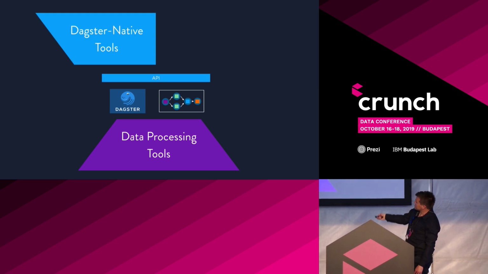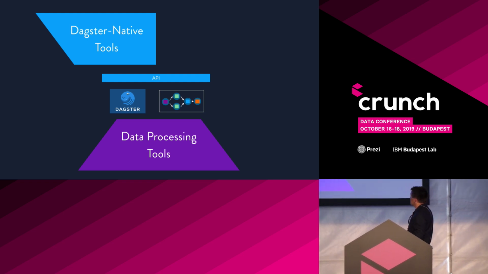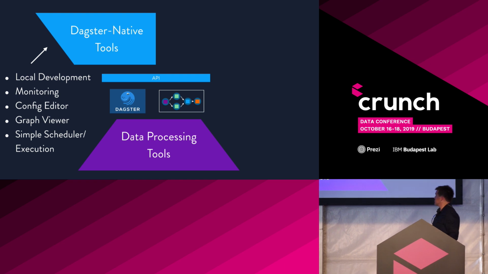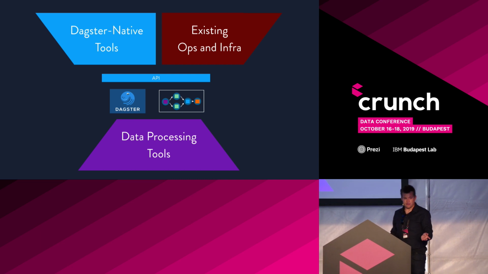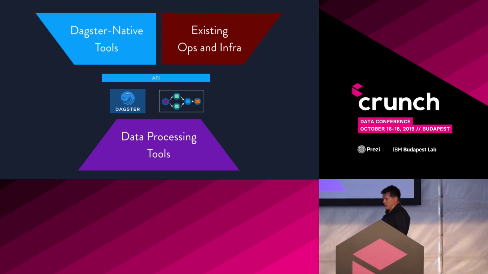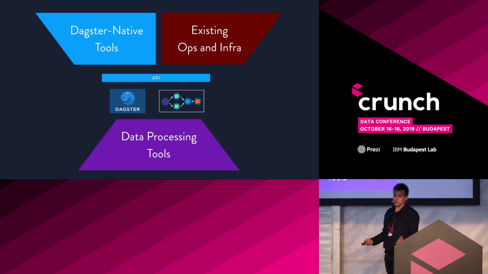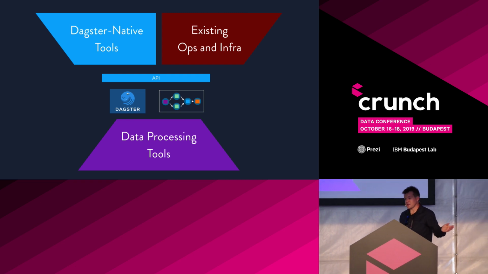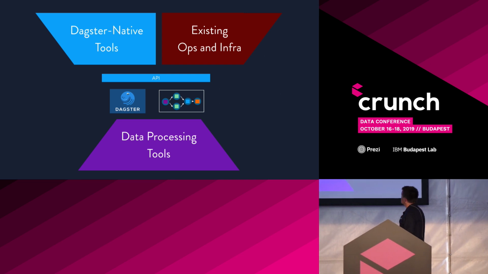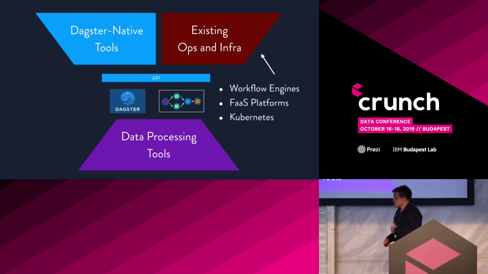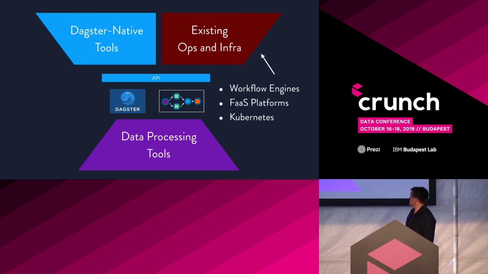You have our Dagster native tools. So that's that log viewer I showed you, the graph viewer, the live log viewer, the simple scheduler, all that stuff. But we also integrate with existing ops and infrastructure, right? This is just a Python library, and it's just a software abstraction, which means you can deploy it on arbitrary computation. So you could execute this on Kubernetes. We have an out-of-the-box Dask integration, if you want to use that for your orchestration cluster. The fact that it's a pure software platform makes it super powerful in being able to execute on arbitrary infrastructure.